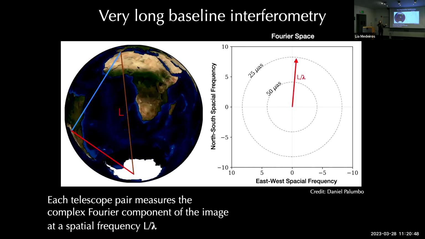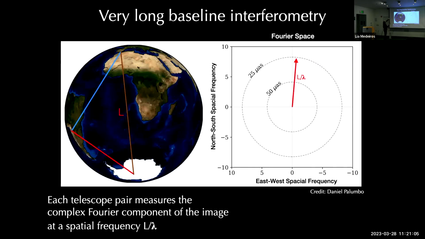So you take your two-dimensional image, you take a two-dimensional Fourier transform of that, and then each pixel in your Fourier transform is a complex number. And so each pair of telescopes, or each baseline, will observe effectively one complex number, which will tell you a little bit of information about the image.